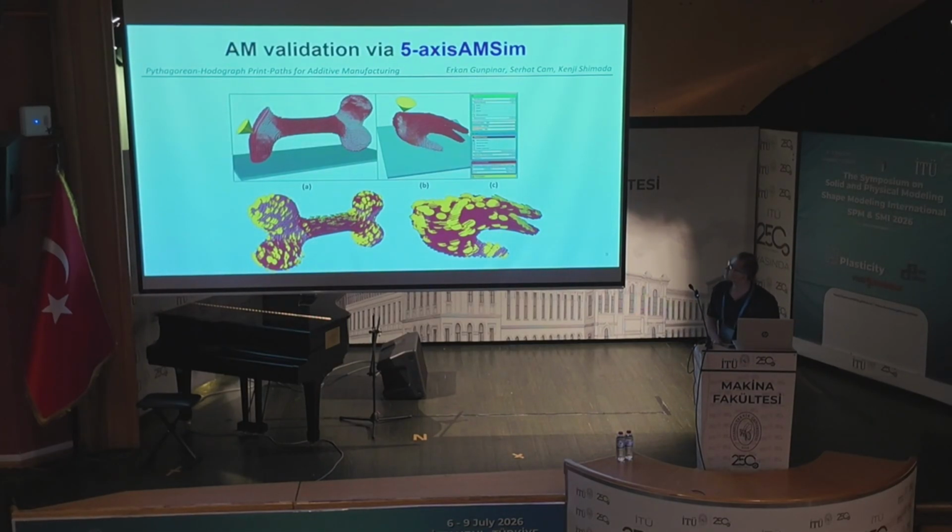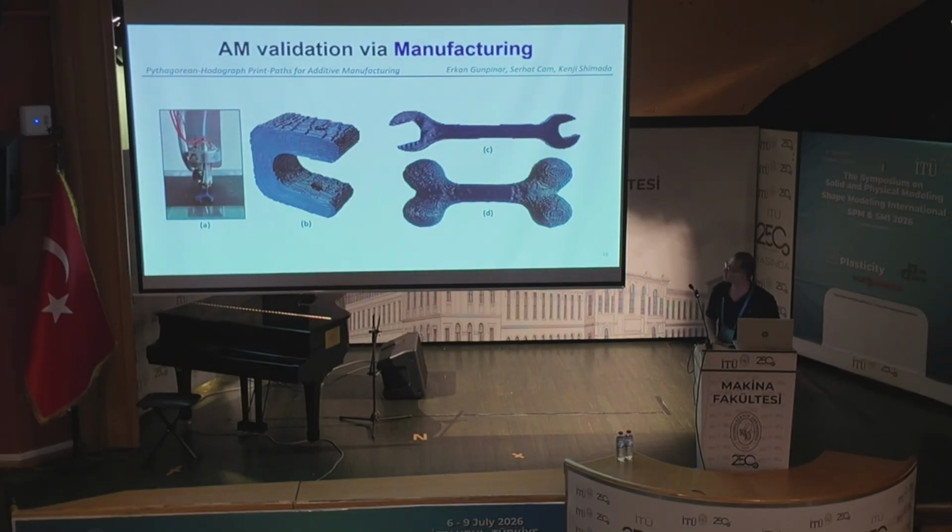And also we validated these models using our lab's 5-axis simulator. We track the dynamic orientation of the extruder cone, represented by the yellow cone. You can see it changes its orientation along the PH curves and tries to deposit the material as vertically as possible. And also we fabricated those models using, actually we use 3-axis here, but it's a 5-axis manufacturing machine, and confirm the surface quality of those printed models.